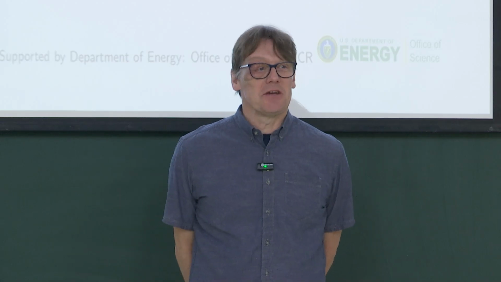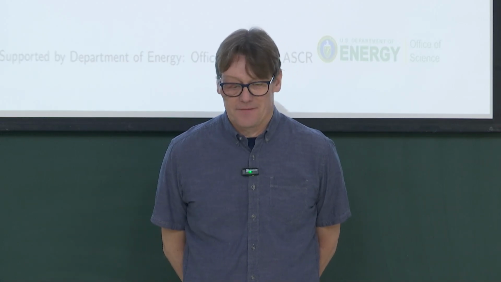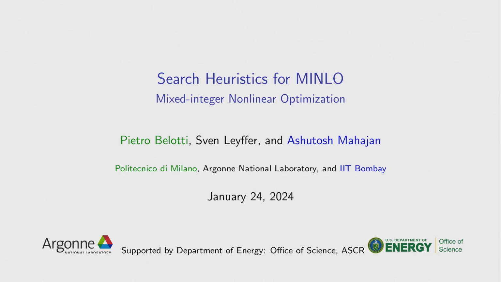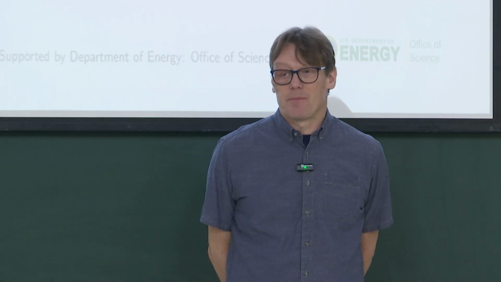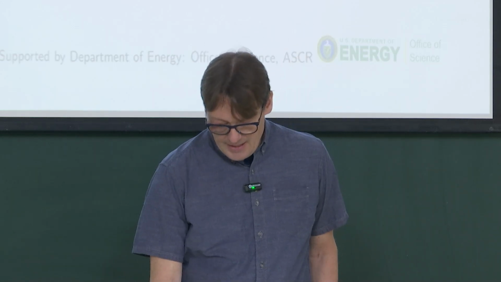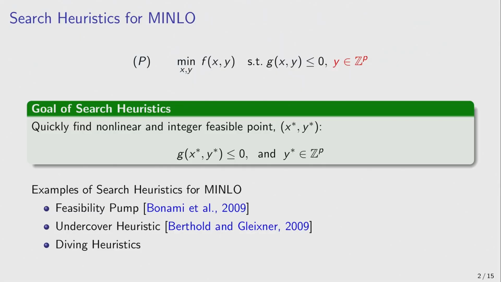So we continue our little exploration of search heuristics for mixed integer nonlinear optimization. And we saw in the last lecture that these play an important role throughout the branch and bound tree search. And so in this lecture, I'm going to talk about three particular search heuristics. So those are heuristics that find us an initial integer and nonlinear feasible point.